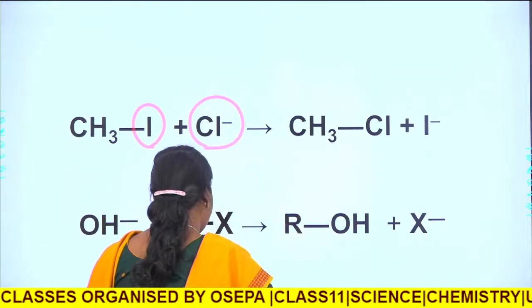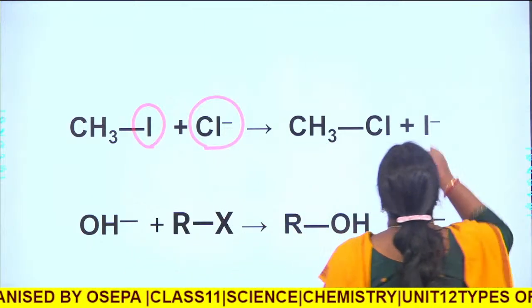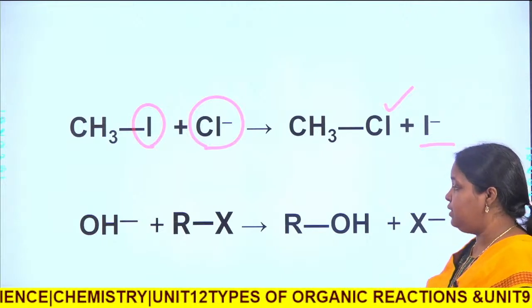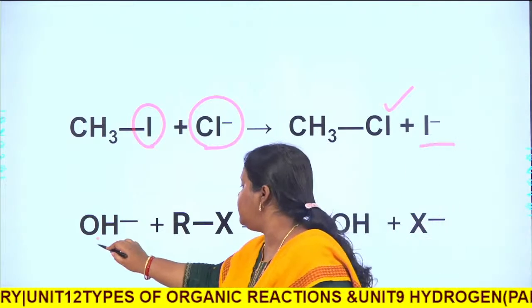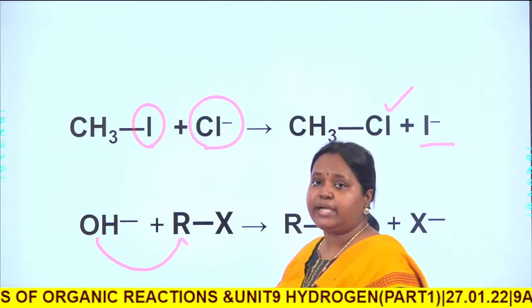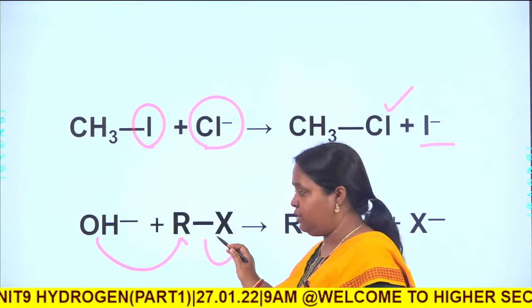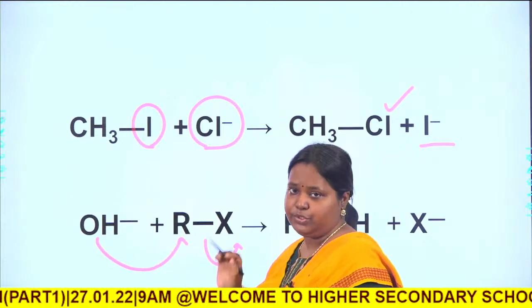So, here Cl is the substituent and I minus is the leaving group. Similarly, OH minus is attacking this R and X is leaving. So, X is the leaving group and OH is the substituent.